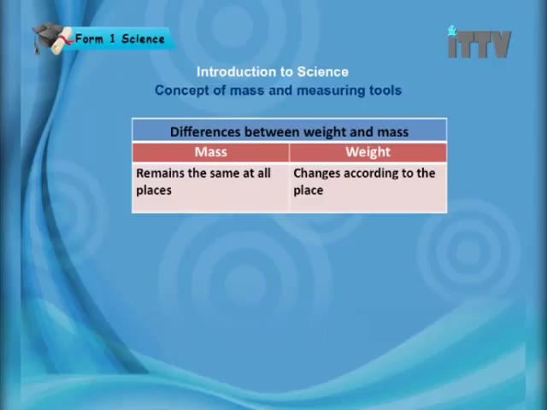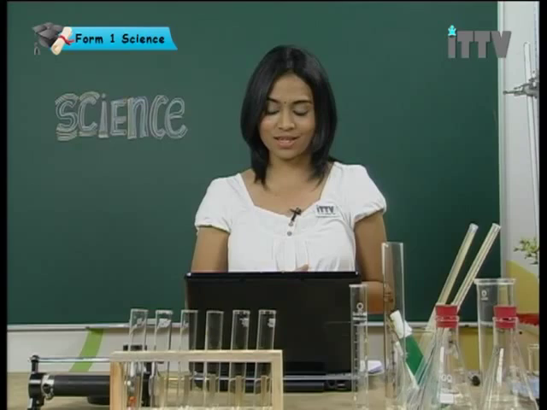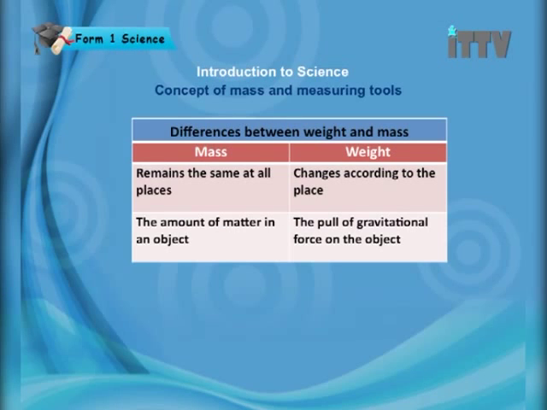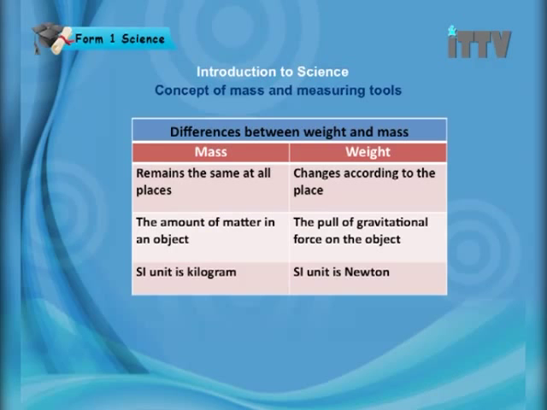So let's see further what are the main differences between weight and mass. Firstly, mass remains the same at all places, but weight changes according to the place. So I hope you can remember regarding the mountain, sea, equator and the poles. The amount of matter in an object, the pull of gravitational force on the object. So this is actually the definition of mass and weight. As I told you earlier, when you remember mass, remember matter. When you remember weight, remember gravitational force. SI unit is kilogram for mass, but for weight, SI unit is newton.